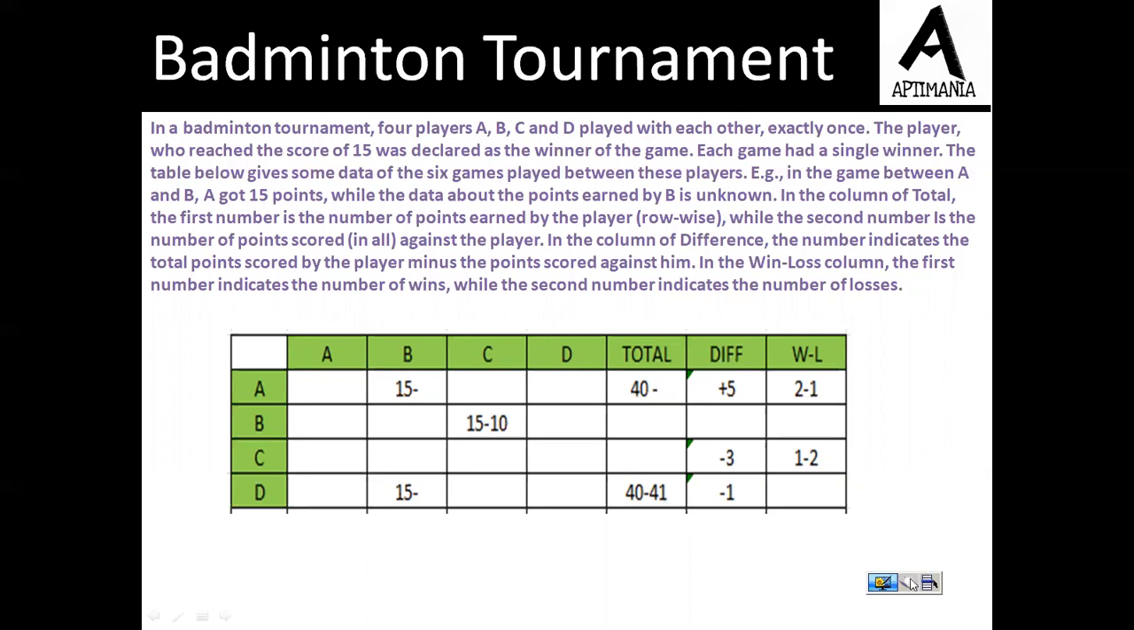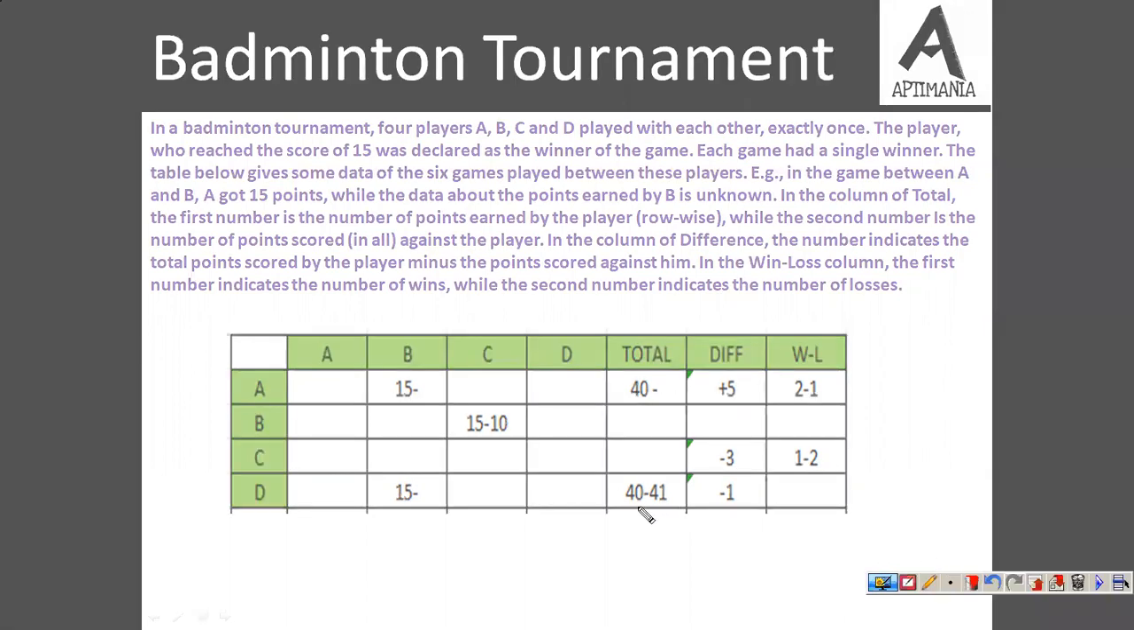From this particular value 40 and 41, we can say that D in his matches against A, B and C has scored a total of 40 points, whereas A, B and C has scored a total of 41 against D. And this difference indicates this only. This difference is basically the score by you minus score against you. So basically D has scored 40, the score against him is 41. So the difference is 40 minus 41, that is minus 1, and so on.